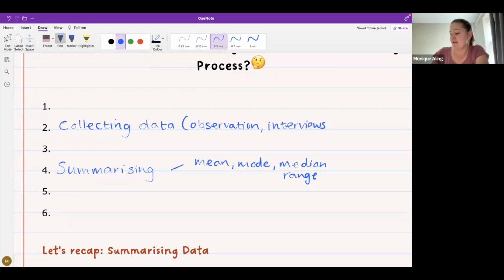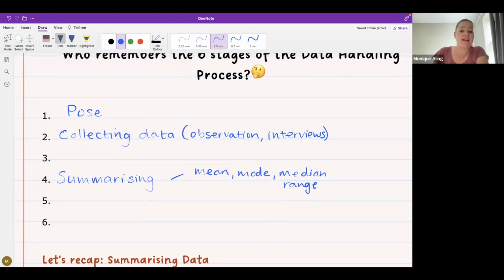Okay, but the very first step is actually posing a question, like what do we want to find out? We have to pose a question. What is your favorite subject? What is the most popular food being sold at the tuck shop? What do you want to find out? That is the question you need to make. So pose a question.